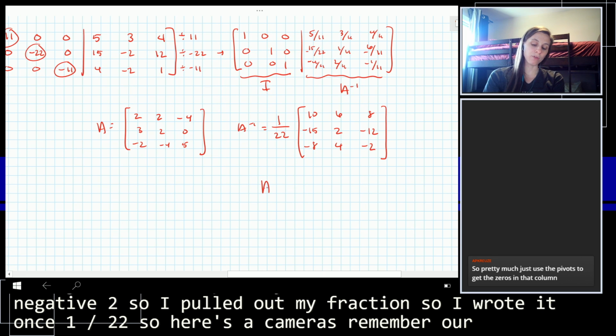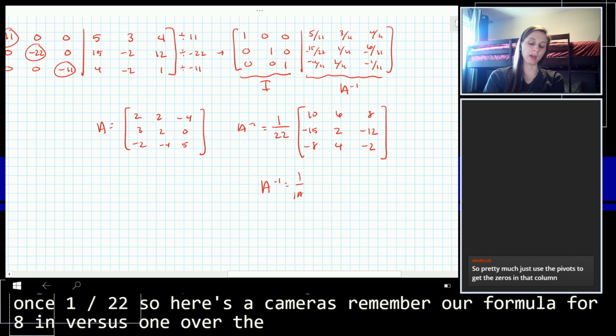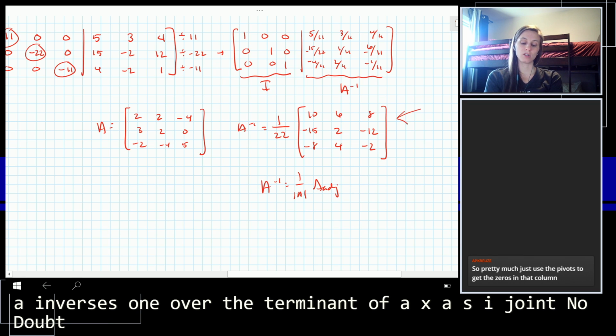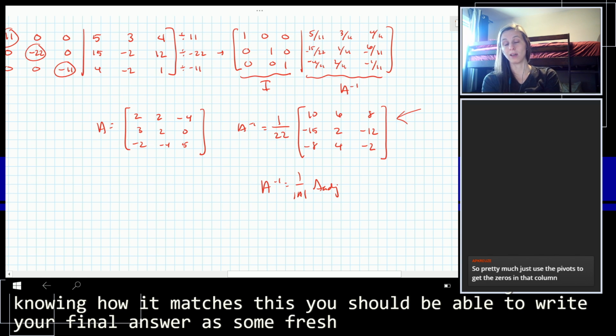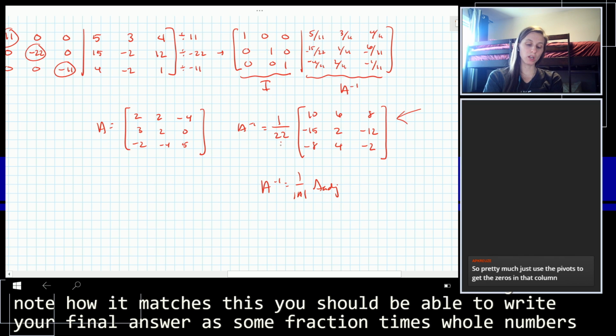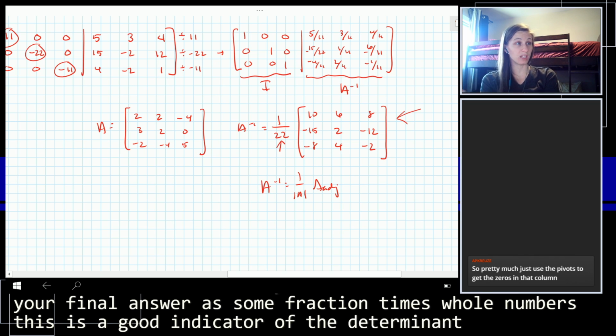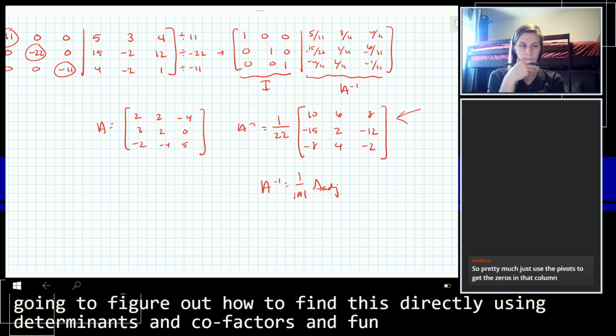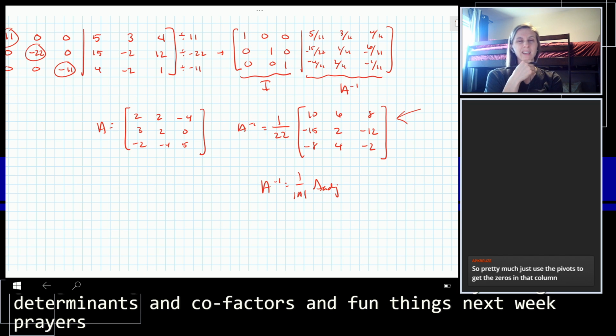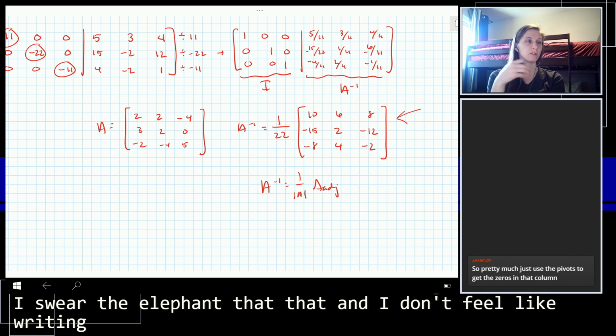Remember, our formula for A inverse is 1 over the determinant of A times A adjoint. Note how it matches this. You should be able to write your final answer as some fraction times whole numbers. So this is a good indicator that the determinant is 22. We're going to figure out how to find this directly using determinants and cofactors next week, but I just wanted to illustrate that. That, and I don't feel like writing divided by 11 a million times.